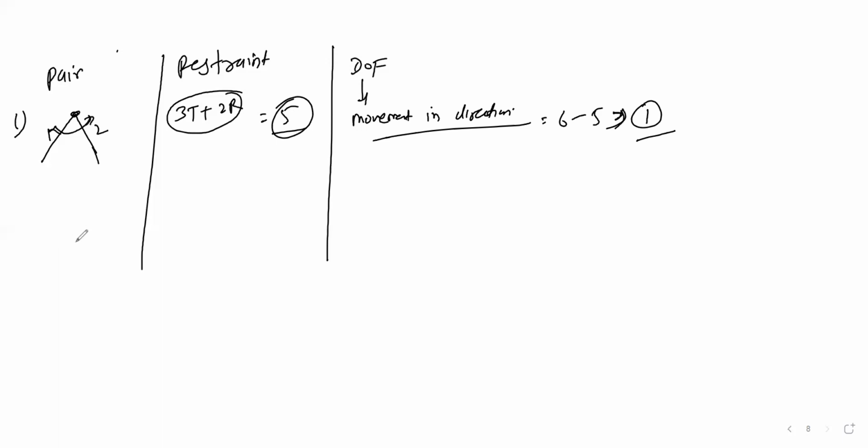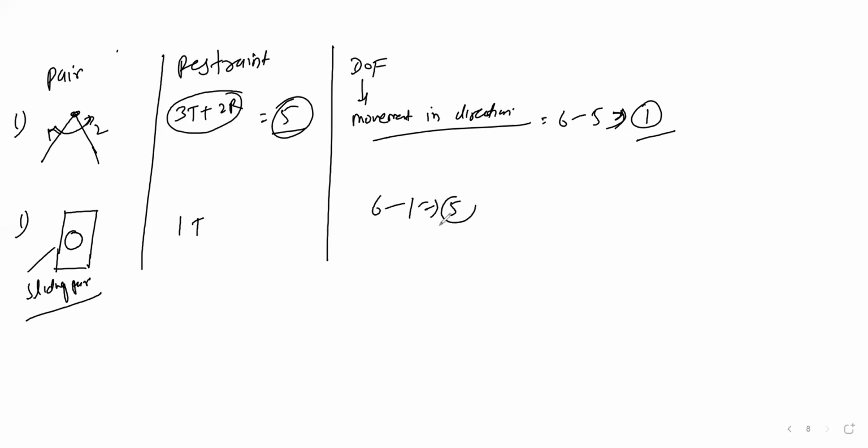Similarly, just the opposite: if you assume that here it's a sliding pair like that. So if this is a sliding pair, in how many directions can it be restrained? Restraint means there is only one direction, but it can translate. It means 6 minus 1 will be the 5 degrees of freedom.